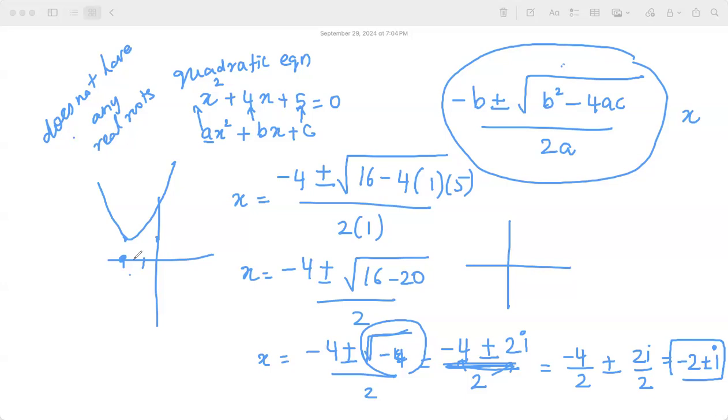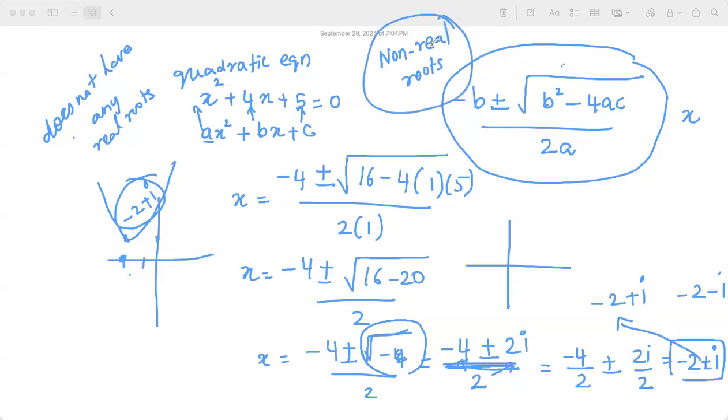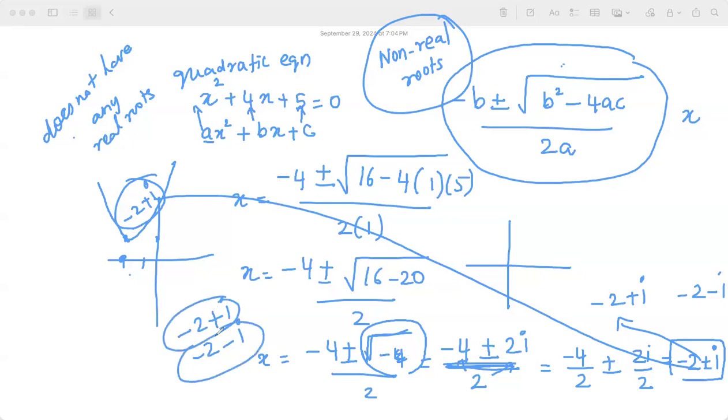Real roots means x-intercept values. When it doesn't touch like this, it is going to contain imaginary roots. This root is -2 plus i, but did you also see, -2 plus i is one answer here. The other answer is -2 minus i. Whenever we talk about non-real roots, that is imaginary roots, they always occur in pairs. Means -2 plus i, -2 minus i. Do you see? This is a pair of complex roots.